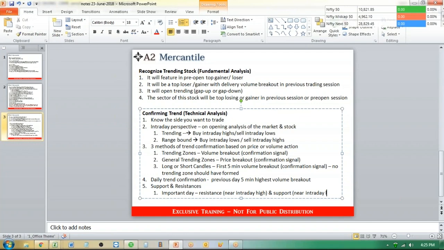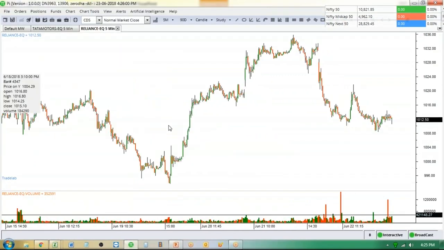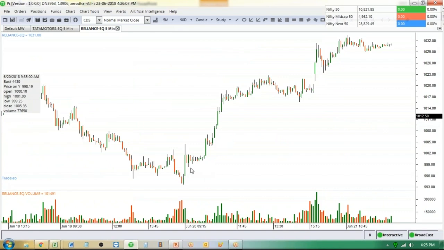Now when I say important day, it means that someday it might have become a top gainer, top loser, or a delivery volume breakout, some significant thing that would have happened in that stock. Okay. So say for example on some day it might have become a top gainer. Say for example if you take Reliance. Okay. So in Reliance, this is the important day because this day Reliance became top gainer.